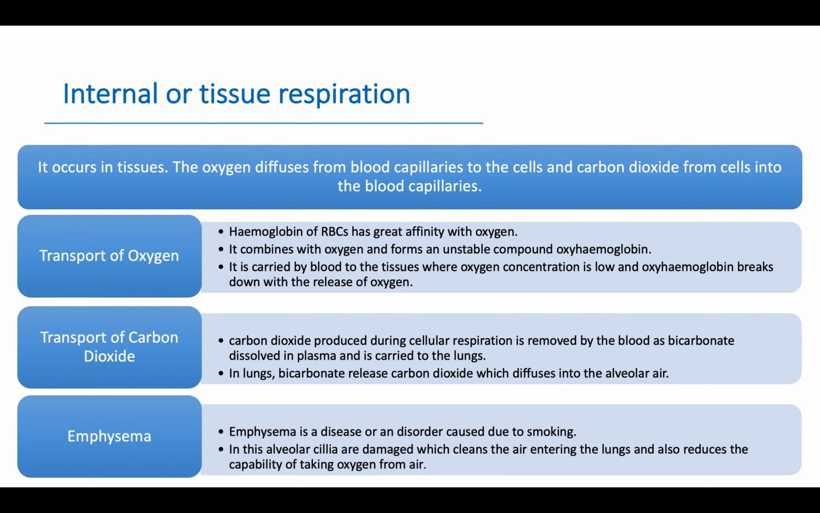Transport of oxygen. How is oxygen transported? There is a pigment present in the blood called hemoglobin. Hem means iron, globin is the protein. Hemoglobin of RBCs has great affinity with oxygen. It combines with oxygen and forms an unstable compound, oxyhemoglobin. It is carried by blood to the tissues where oxygen concentration is low, and oxyhemoglobin breaks down with the release of oxygen.